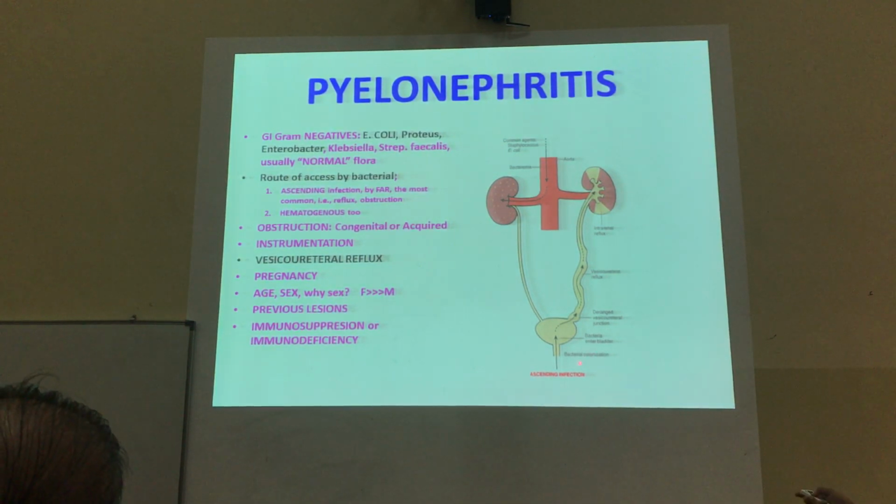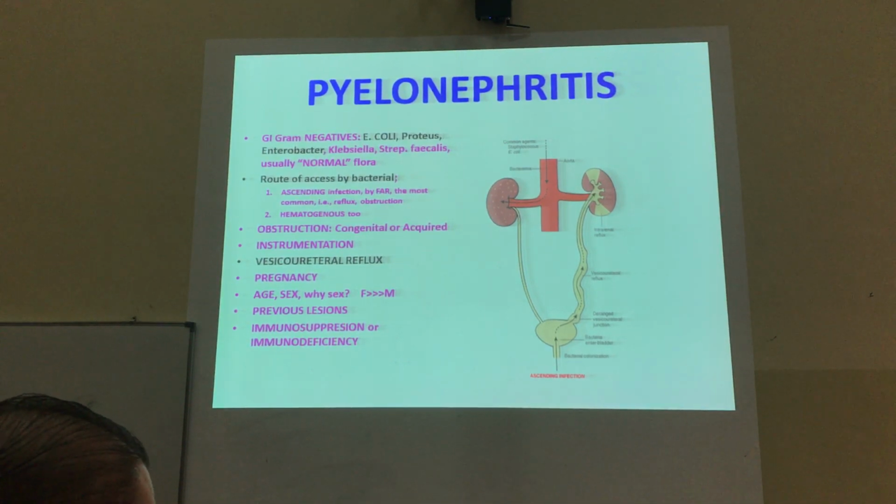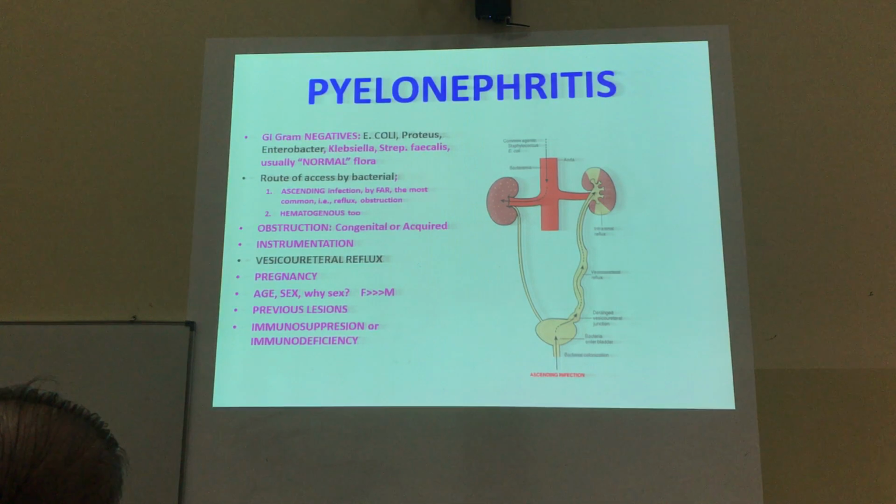So that is ascending infection. It could also be hematogenous. From anywhere in the body, via blood, since the maximum blood flow from the body ultimately goes into the kidney, microorganisms can be delivered to the kidney. So it could be hematogenous or it could be ascending.